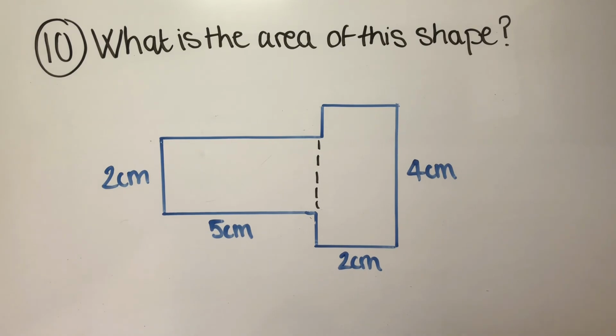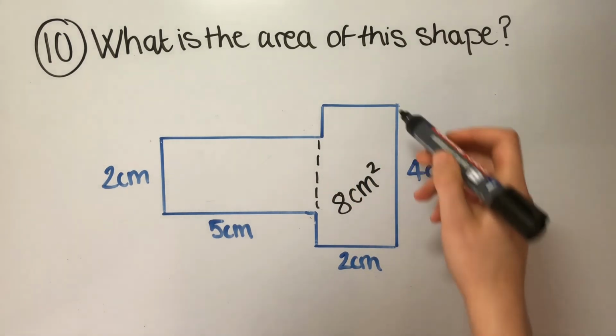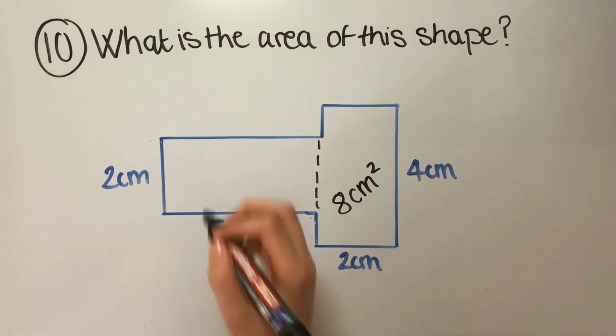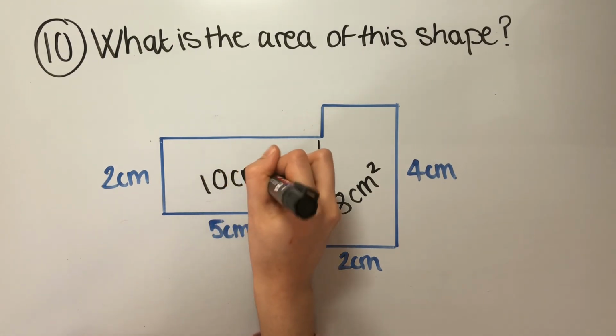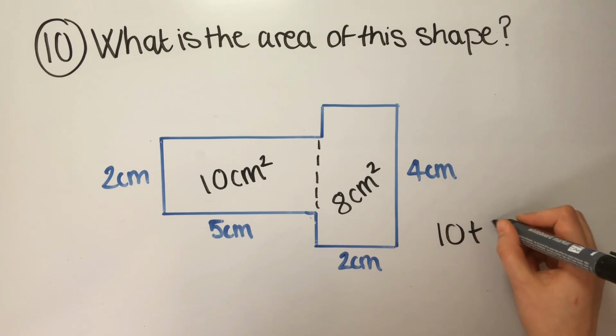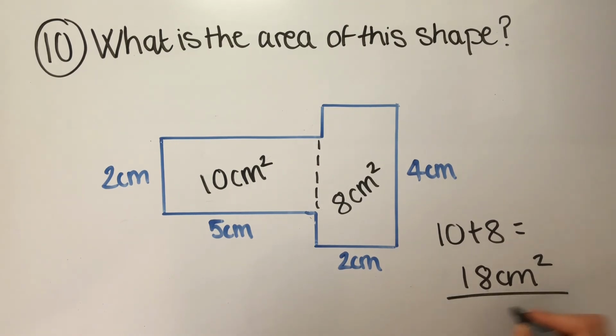To work out the area of a rectangle, we do the length times the width. So we're going to do the same thing here. 4 times 2 gives us 8. 8 centimetres squared is the area of this rectangle. Now for this one here, 5 times 2 is 10. 10 centimetres squared is the area of this one. Now we're going to add the areas together. 10 plus 8 gives us 18 centimetres squared, and that is the area of our shape.